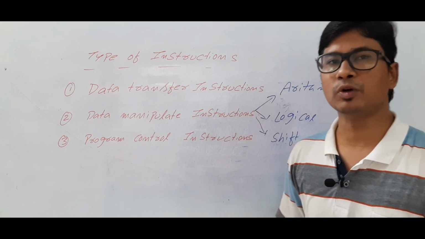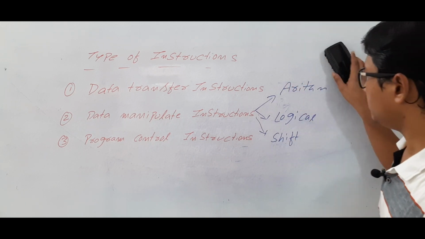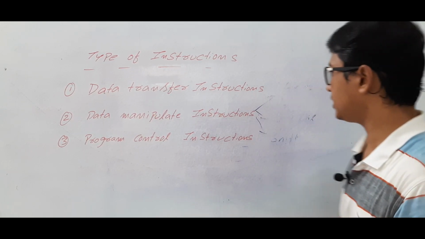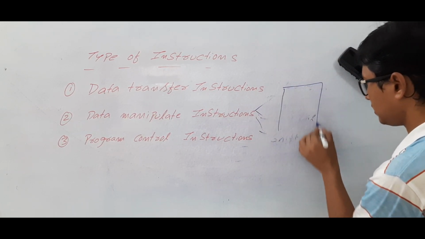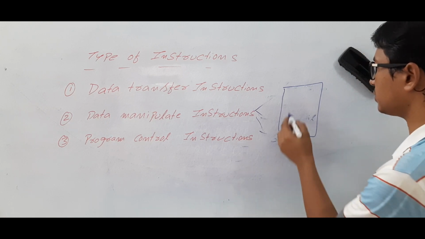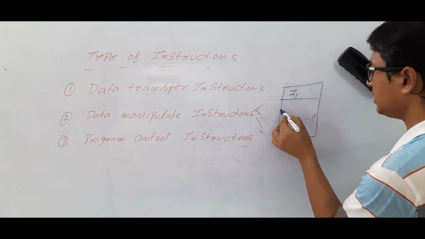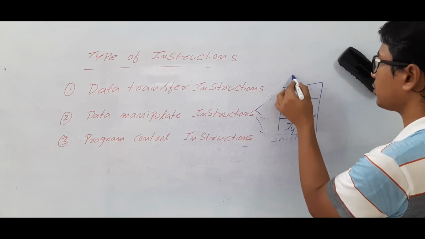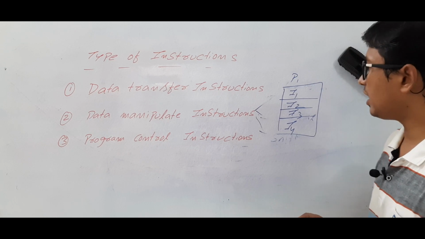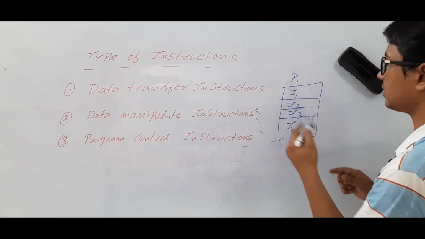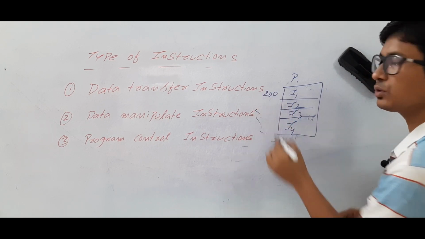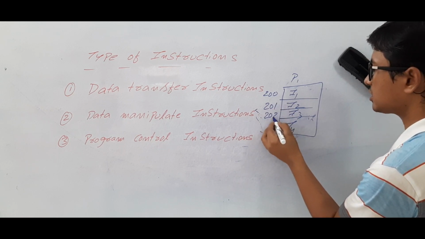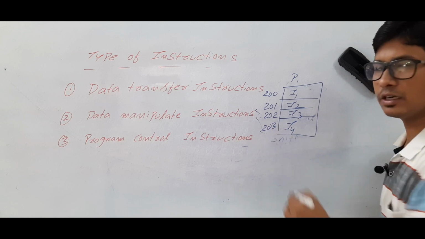Now what are program control instructions? Let me discuss it. If you have a C program executed in a sequence, this is where these instructions will be useful. Let's take that you have instruction 1, instruction 2, instruction 3, and instruction 4 in one program. Suppose instruction I1 is in location 200. Then this instruction is in 201, this instruction is in 202, and this instruction is in 203.